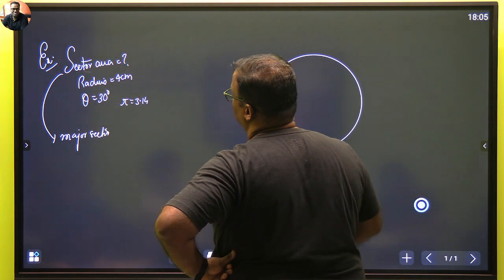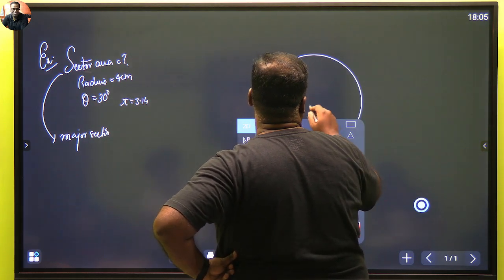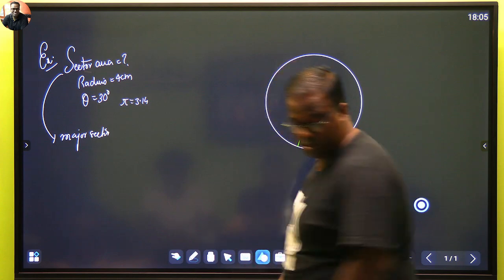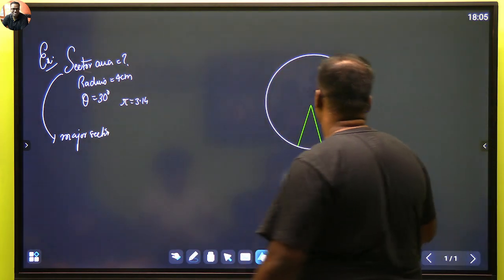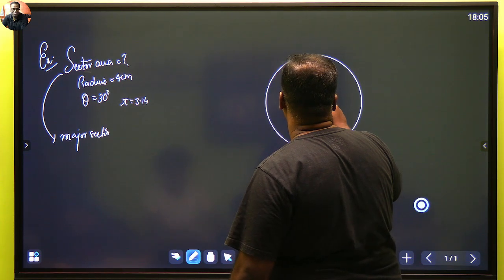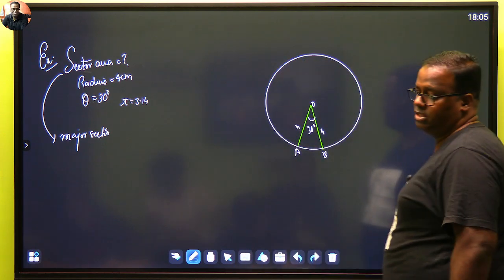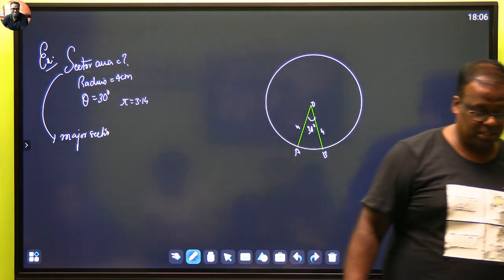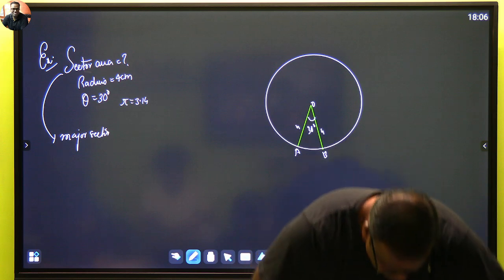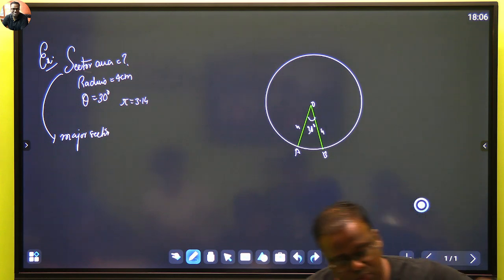Circle and the radius is 4 centimeter. So let's have our radius 4 centimeter, and the angle that the arc subtends is 30 degrees. So this angle is 30 degree. O, A, B. This is 4. This is 4. Get me the minor sector area as well as the major sector area. Right. You have how many examples? Only 2. So we have a plethora of examples. Let's do those.